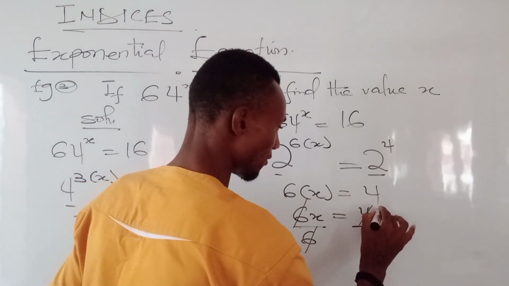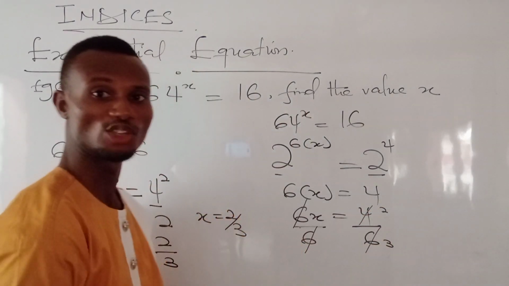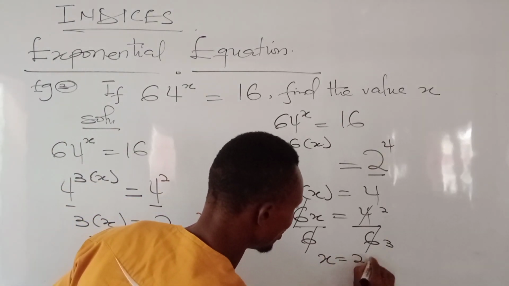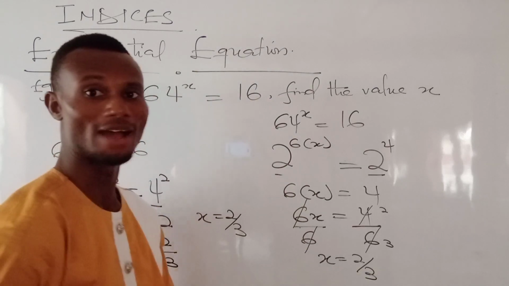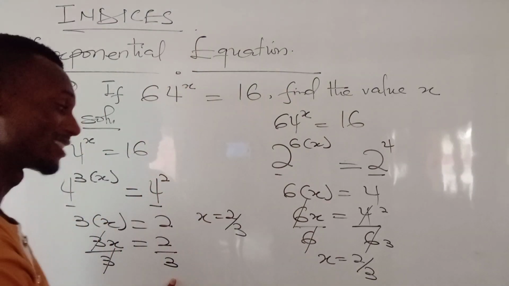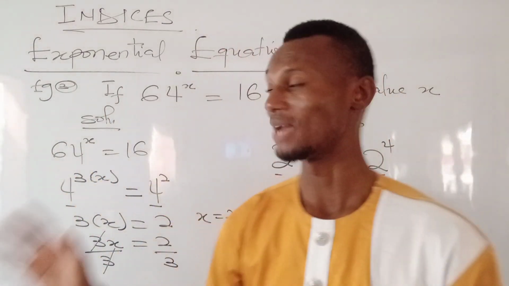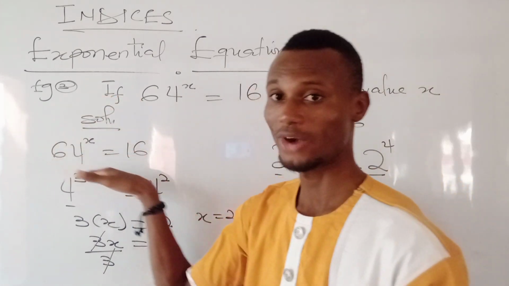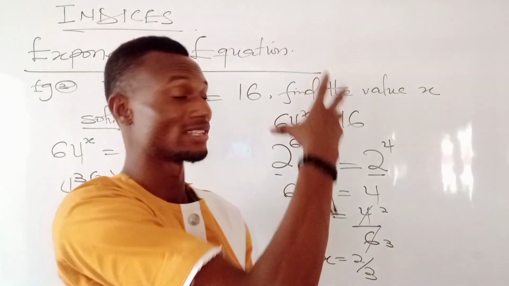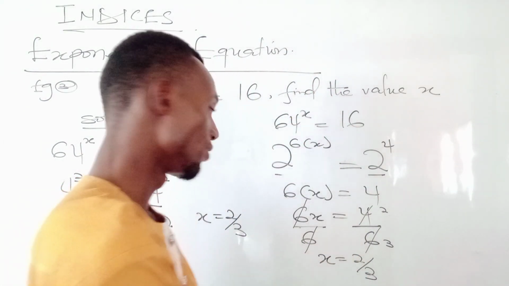Now we can simplify this one using 2. 2 goes into the 4 2 times, 2 goes into the 6 3 times. Okay, hope you agree with me. So I'll get my s to be equal to 2 over 3, and that becomes my final answer. You can see that we are getting the same answer as this one. Okay, so any way that you use, you will get the same answer. Either you express it as 4 to the power something, or you express it as 2 to the power something, and you follow the same process, you get the same answer as we've gotten here.